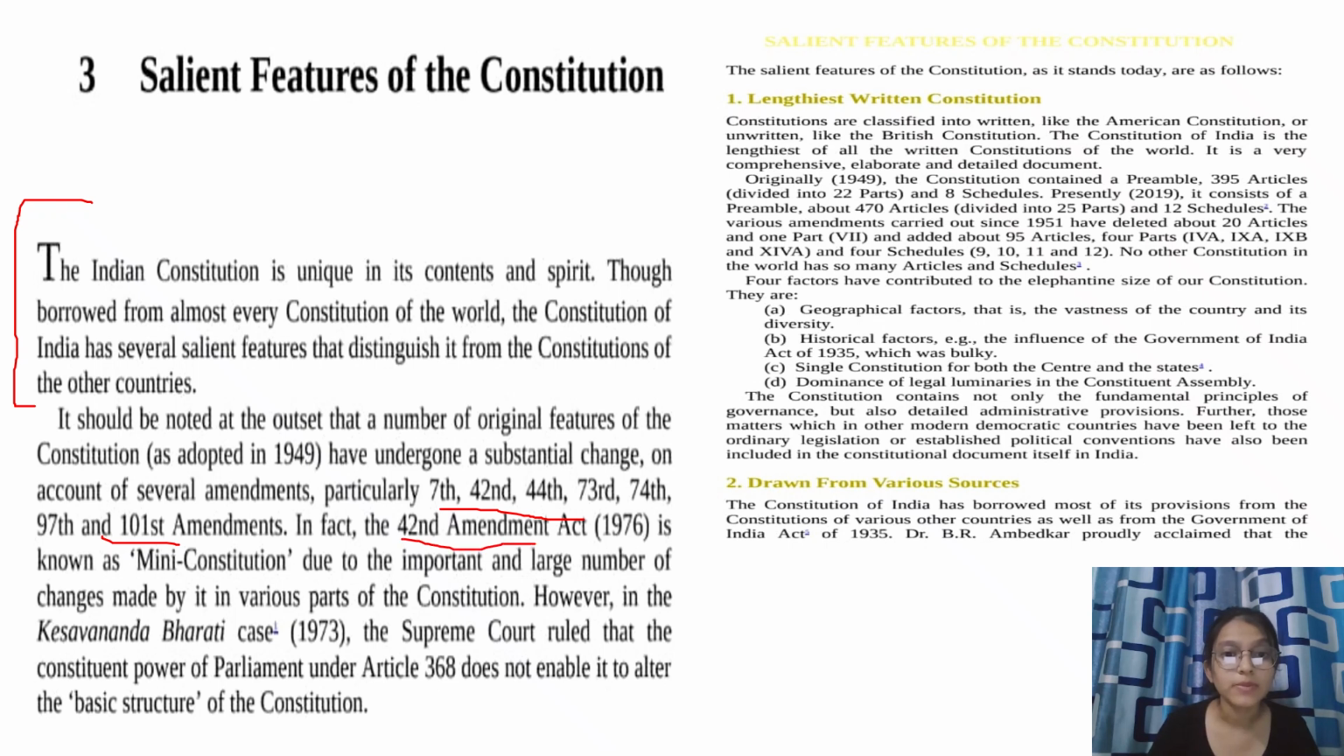Also, the 42nd Amendment Act. This is a very important amendment because during this particular amendment act various changes were made, and due to that this is also known as the mini constitution.